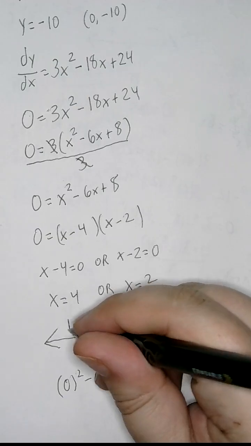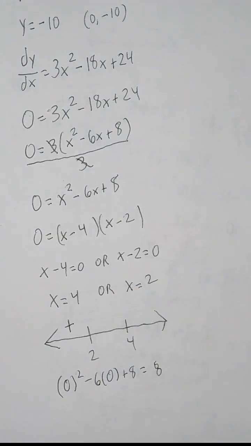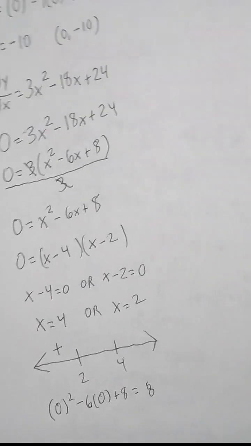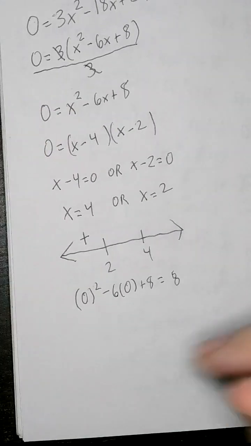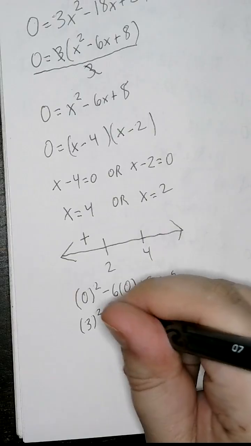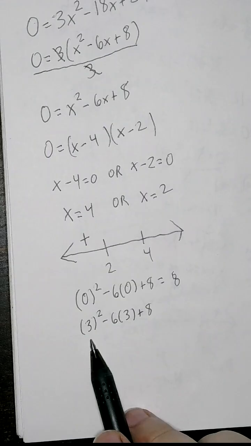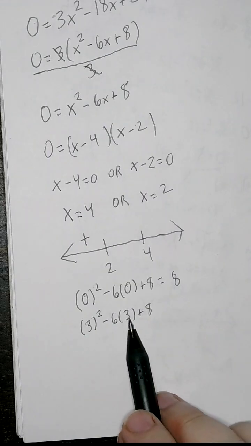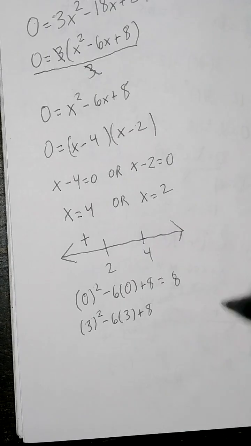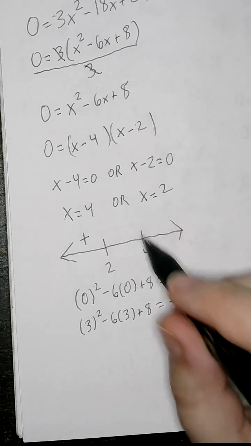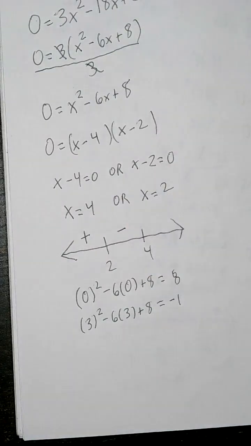So that's going to be positive. And then from 2 to 4, go ahead and pick a number. May I recommend 3? All right. So I have 3 squared minus 6 times 3 plus 8. 3 squared is 9. 6 times 3 is 18. 9 minus 18 is negative 9 plus 8 is negative 1. Negative 1 is negative, so that will be negative.